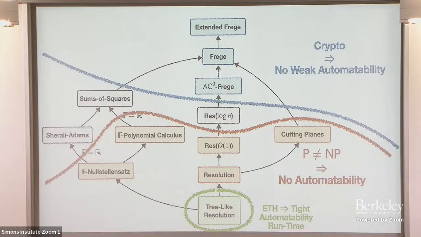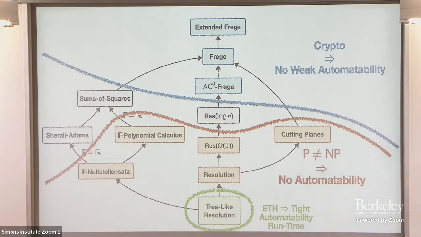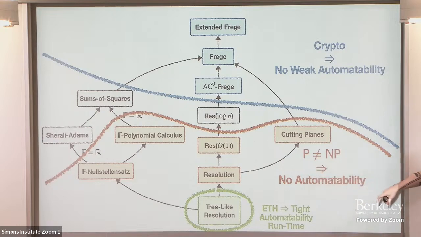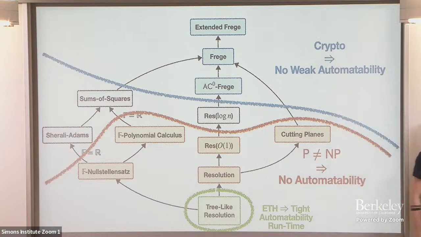And for tree-like resolution, we've almost completely understood what automatability is possible. Assuming ETH, we know exactly the runtime of the best algorithm, and we have an algorithm that achieves it. Oh yes, that's an if and only if, that's true. Thanks. It would be super cool if you could turn this into an if and only if, but I don't know how to do that.